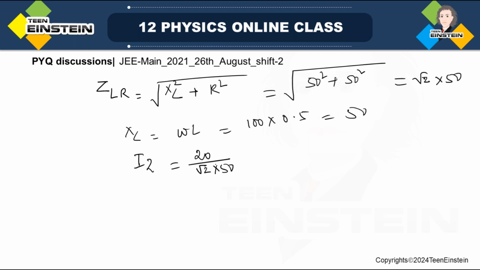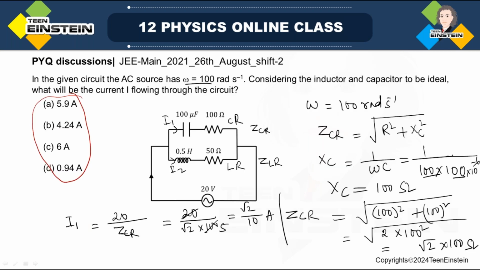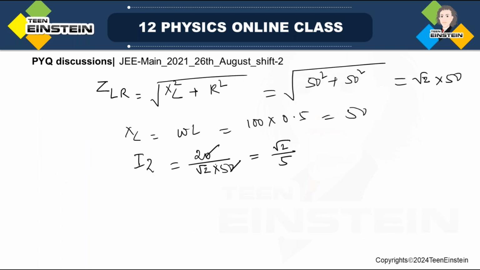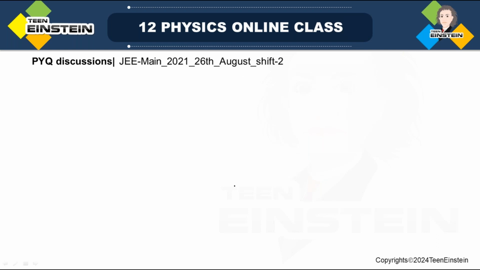So here also, if we do this, let me multiply by root 2, and we'll get root 2 by 5. Earlier we had got root 2 by 10, now we are getting root 2 by 5. So dear students, what we have got, I'll just clean this portion and write the results we have got so far. I1 I have got root 2 by 10 ampere, and I2 I have got root 2 by 5 ampere.